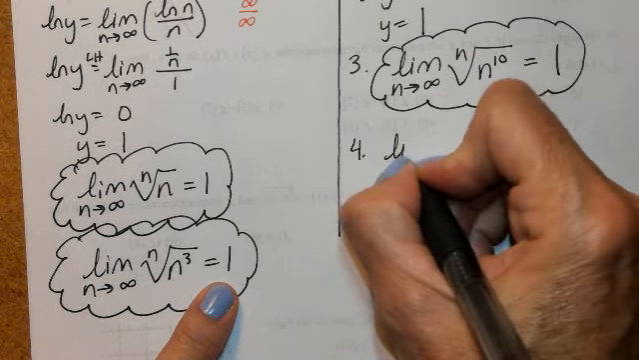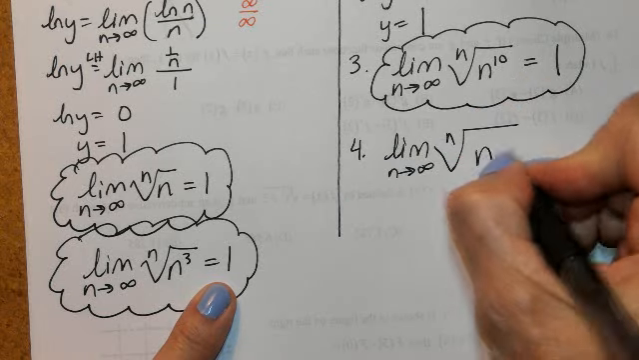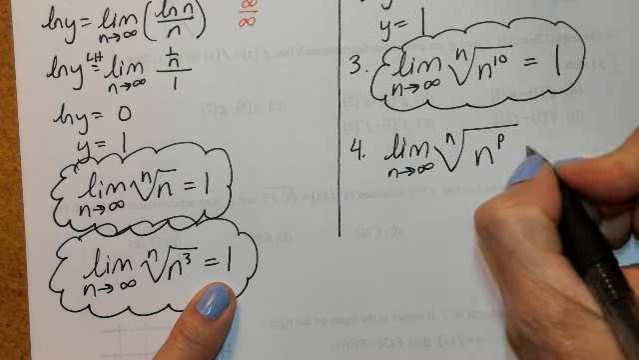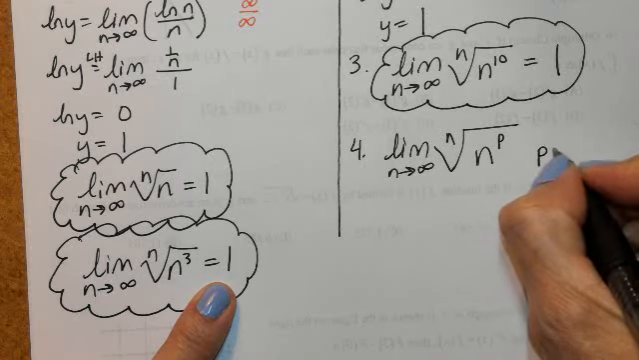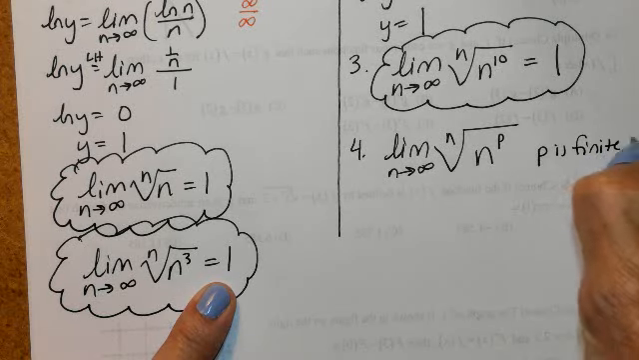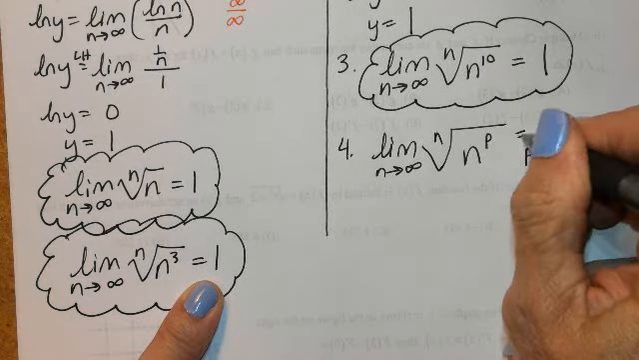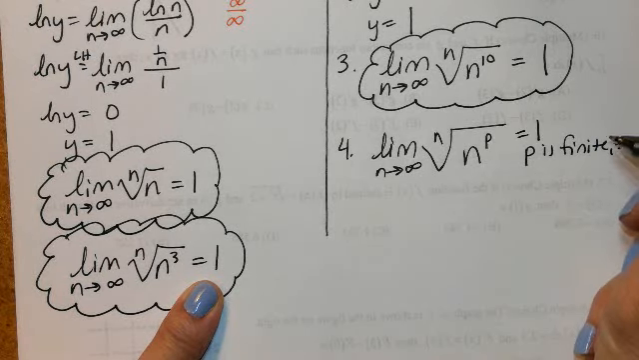So what about the limit as n goes to infinity of the nth root of n to some power p, where p is a finite and positive number? That would be 1. Okay?